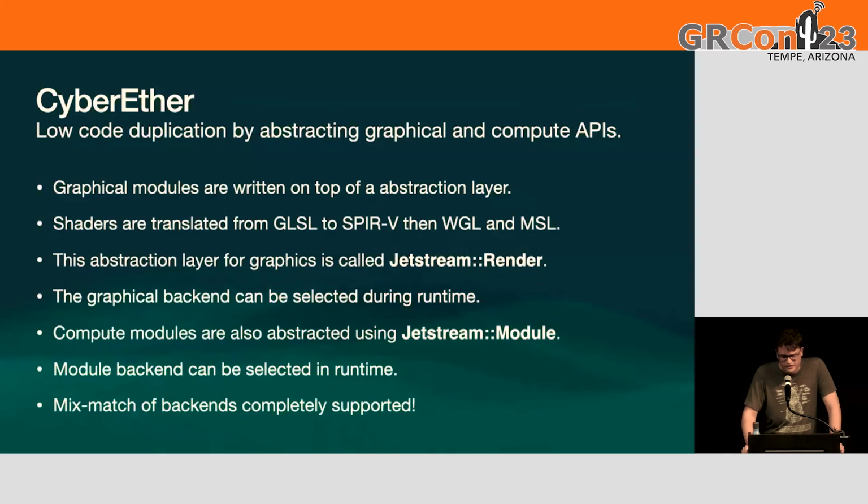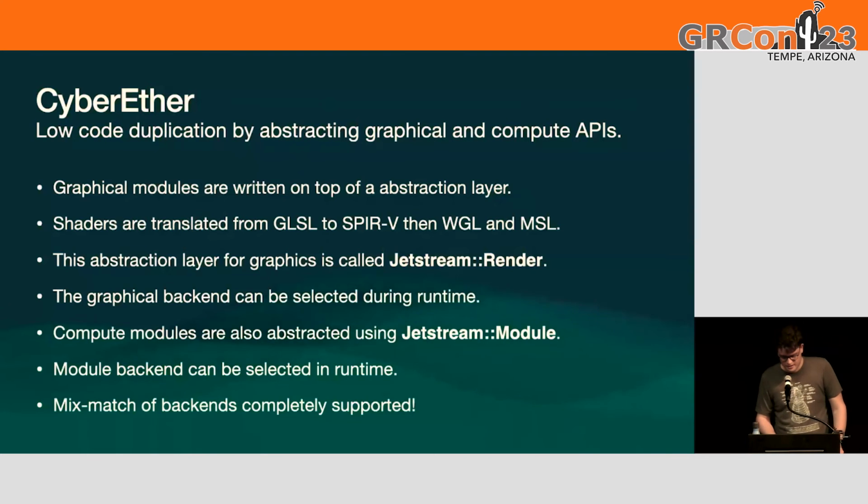So in theory, you can change your graphical backend without even closing the program. I thought this was a design requirement more for the compute, but it also applies to the graphical backend. And also the compute: as you can see, you can run your modules, and if one module doesn't run particularly well on GPU, you can mix and match your backends, and that's completely supported.